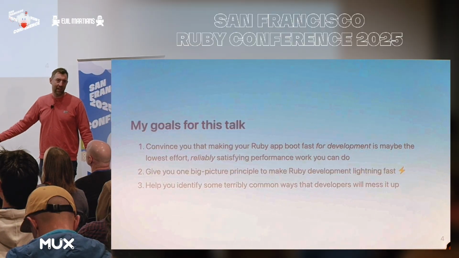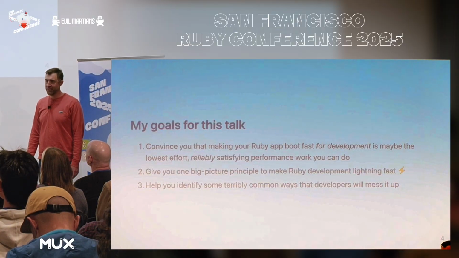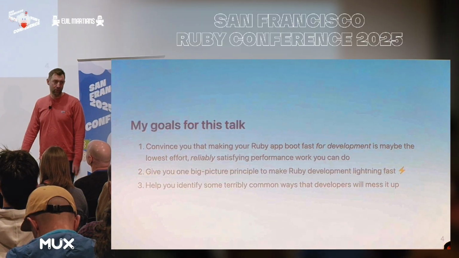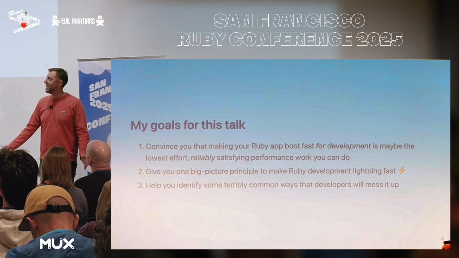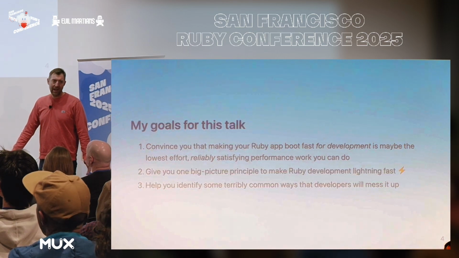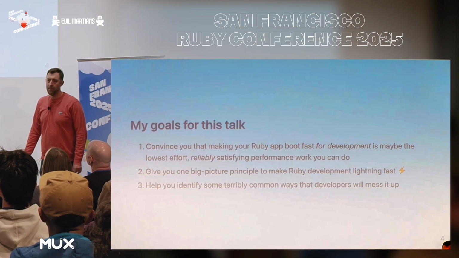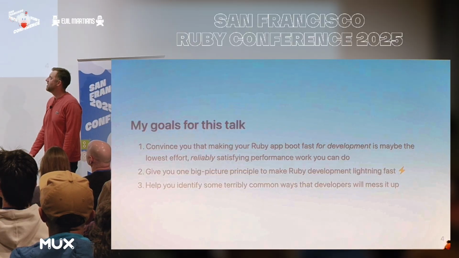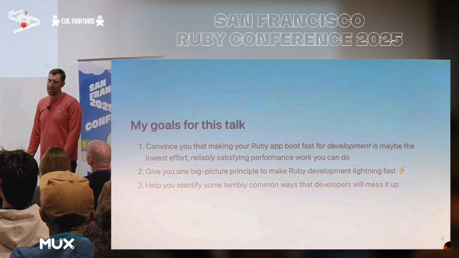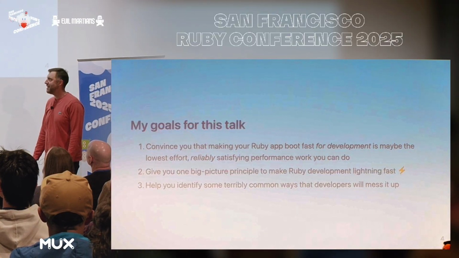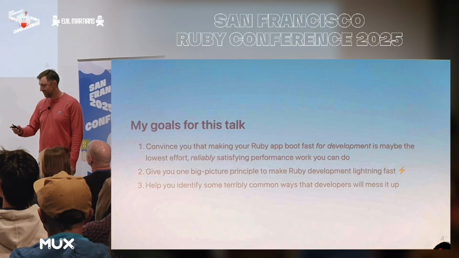My goals for this talk. I want to convince you, first and foremost, that this is really important, interesting, satisfying work, and you should do it. So if you're here, hopefully I can convince you. I want to give you one big-picture principle that will help you make your development experience lightning fast. And then I'm going to help you identify some really terrible ways that developers mess all of this up.